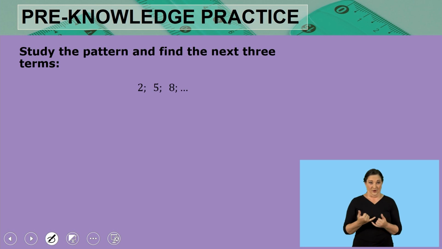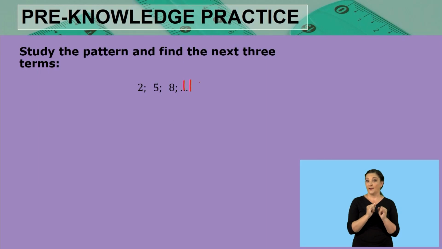Study the pattern and find the next 3 terms. So we've been given a pattern here that is 2, 5, and 8. And we are required to find the next 3 terms. So what do you think the next 3 terms are going to be? Obviously, you have to look at how we move from the first term to the second term and to the third term. Do you have it already? If you are thinking that the next terms are 11, 14 and 17, then you are absolutely correct. Of course, that pattern can continue, but we've only been asked for the next 3 terms.